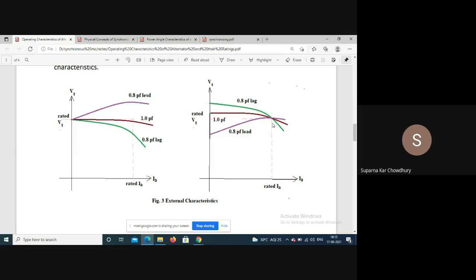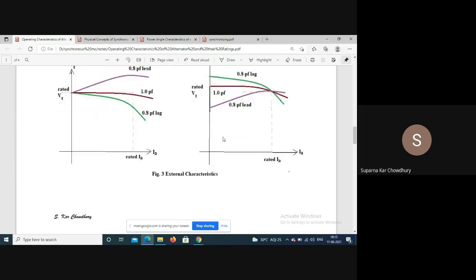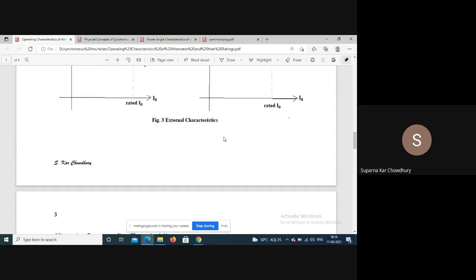This curve is the same, only that we will have rated voltage at rated current. So to obtain the rated voltage at rated current, if the machine is supplying a lagging power factor load, then the excitation at no load should be such that no load voltage should be this value EF. If it is a unity power factor load, no load voltage is this, and if it is a leading power factor load, no load voltage is this, smaller. So these are called the external characteristics of a synchronous generator.